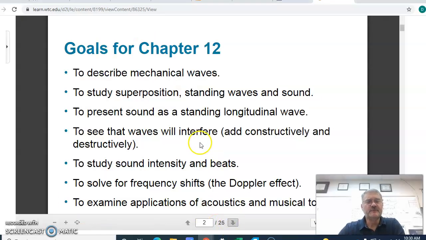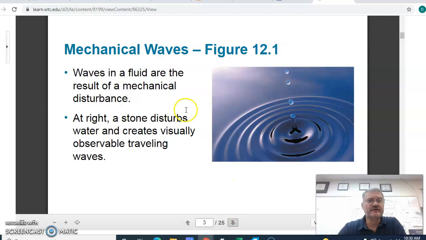Mechanical waves. So here are the goals for Chapter 12: to describe mechanical waves, superposition, which also includes standing waves, interference, frequency, and Doppler effect, and the beats and how they're related to interference. So let's just run through these pretty quickly here and try to make some sense of them.